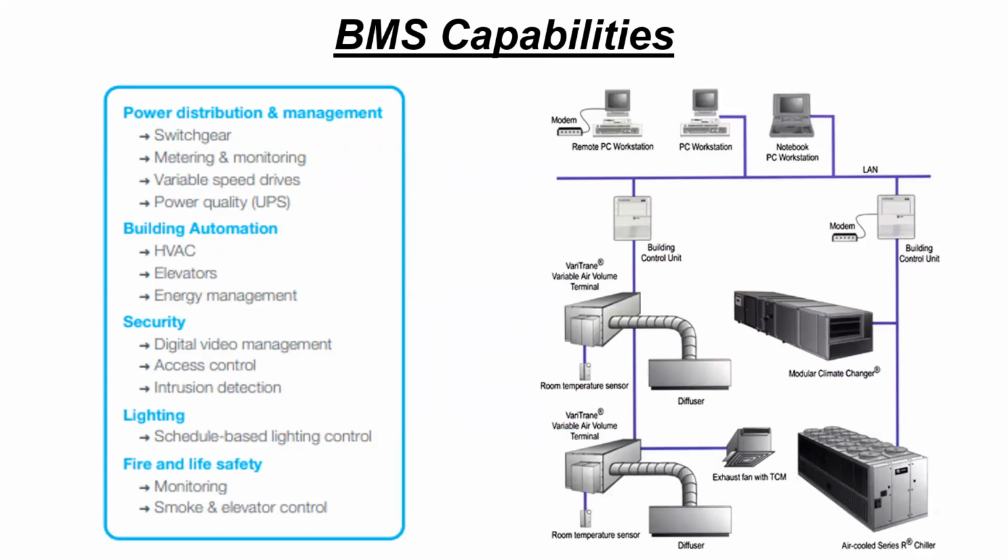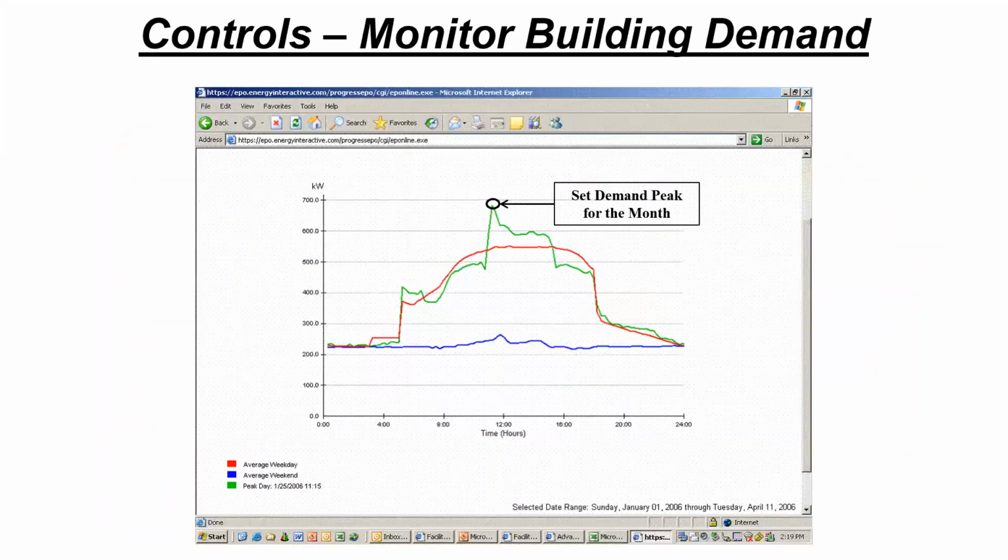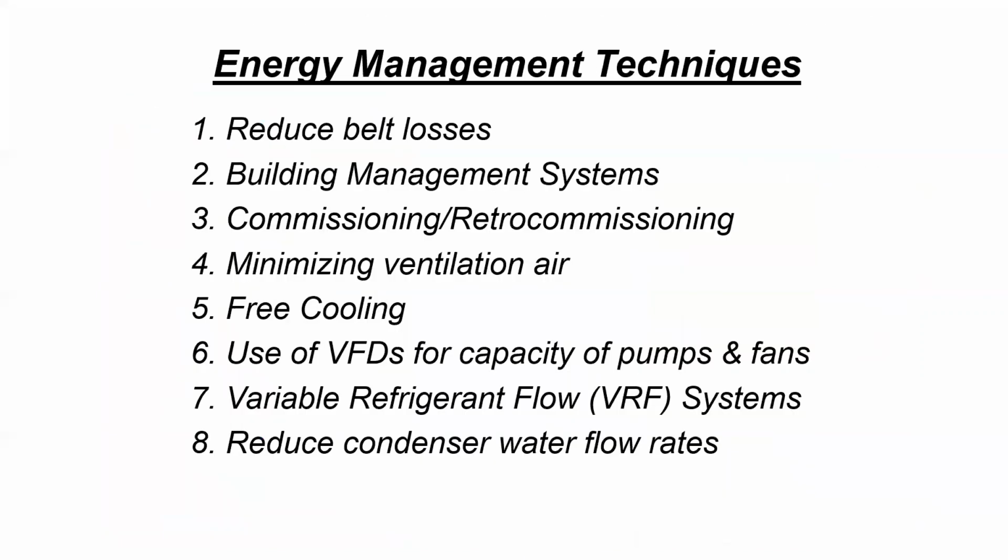So building management systems come with various options, including HVAC on top of everything else: security, lighting, fire protection, and power distribution. You can monitor your demand peaks, your energy use behavior, temperature, really every sensor, and that can provide useful information.